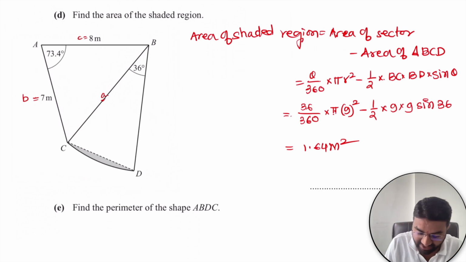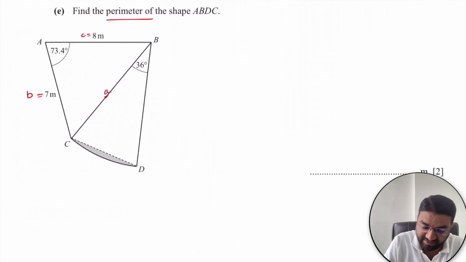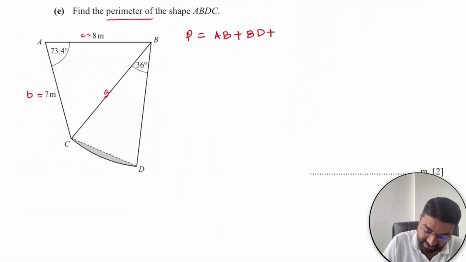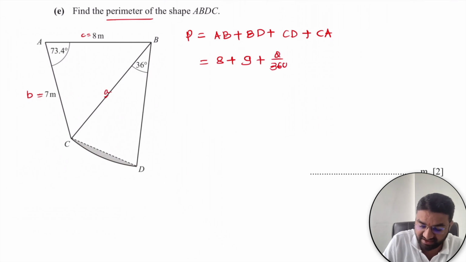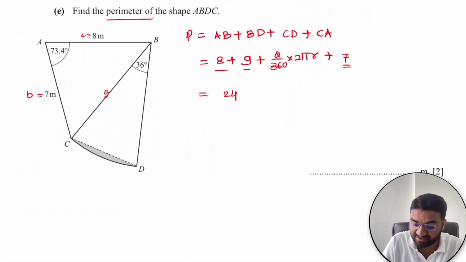Fine. Then next we have to calculate the perimeter of shape ABDC. Fine. So to find the perimeter, P is equal to AB plus BD plus the length of arc CD plus CA or AC. Fine. So here 8 plus 9 plus theta by 360 times 2 pi r is the arc length. Fine. Plus here we have AC as 7. Firstly, 8 plus 9 plus 7 is 24, plus theta is 36 over 360 times 2 pi times r, which is 9 here. Fine.